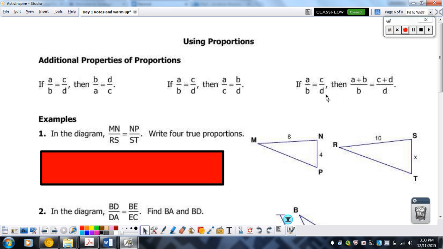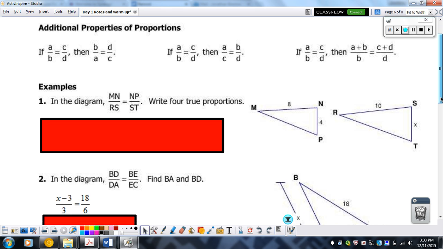So those two kind of make sense. This one's a little strange, but you just have to remember it. If a over b equals c over d, then we can add the denominator of both to the numerator, and a plus b over b is going to equal c plus d over d. That will also be a true proportion.